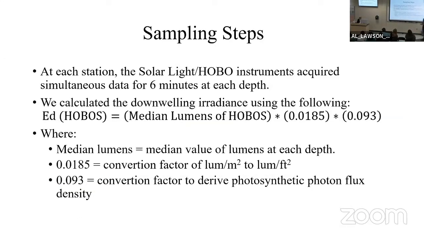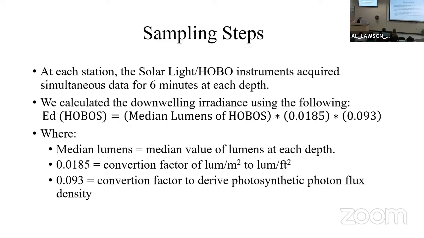So now we come to the sampling steps. This, I'll be honest, is the most boring part. Basically, at each assigned station, we had the solar and Cobo instruments acquiring simultaneous data for approximately 6 minutes at each step. We could go longer, let's say 10 minutes ideally, but we found that the minimum time to obtain an accurate approximation was 6 minutes.